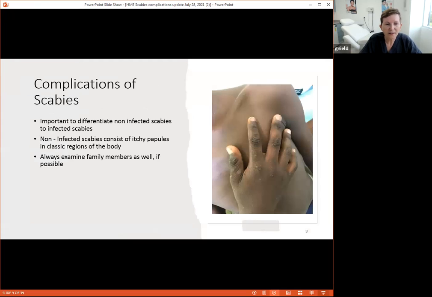So, it's important, first of all, to differentiate non-infected scabies from infected scabies. Non-infected scabies, as we said, are just itchy papules in the classic regions of the body. So you need to examine family members. And on this photo, there are little papules on the fingers in the web space. This is non-infected scabies.